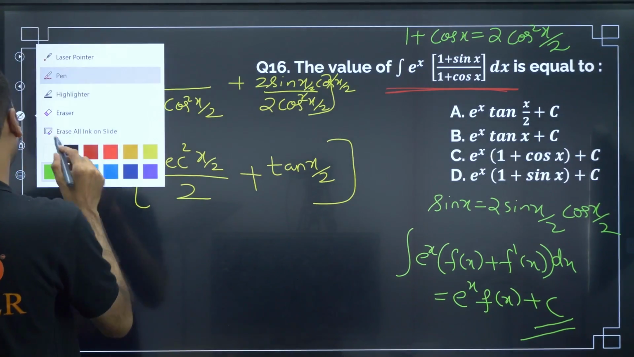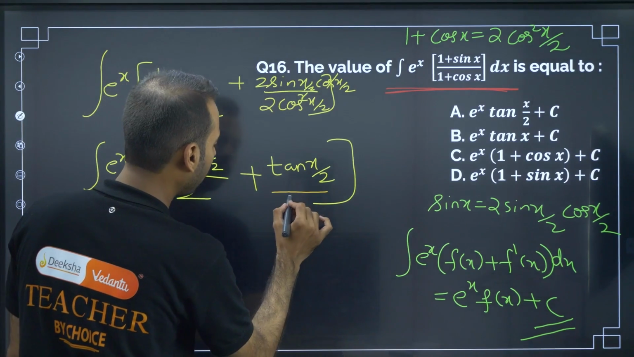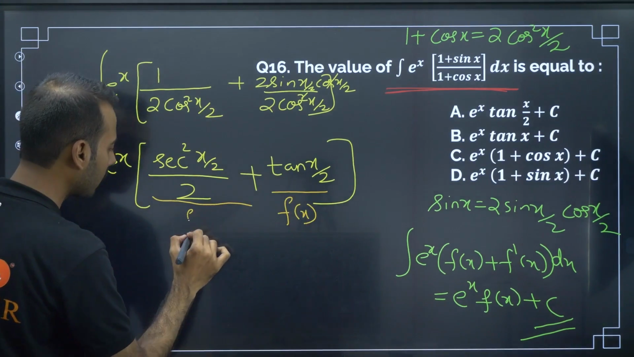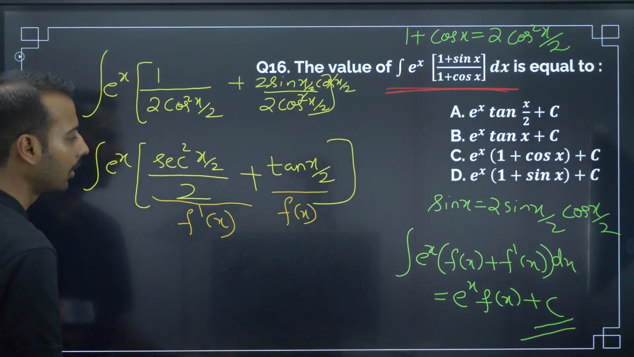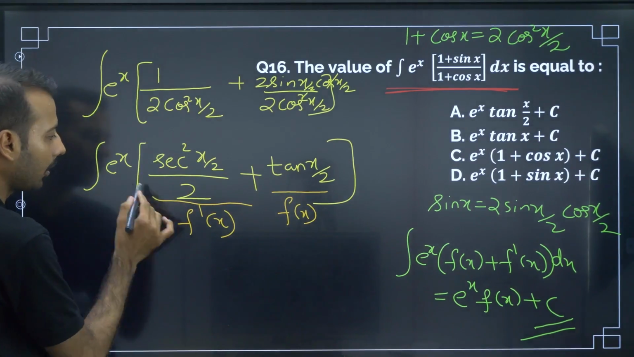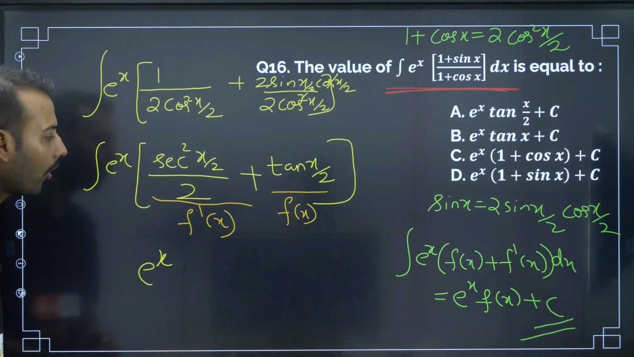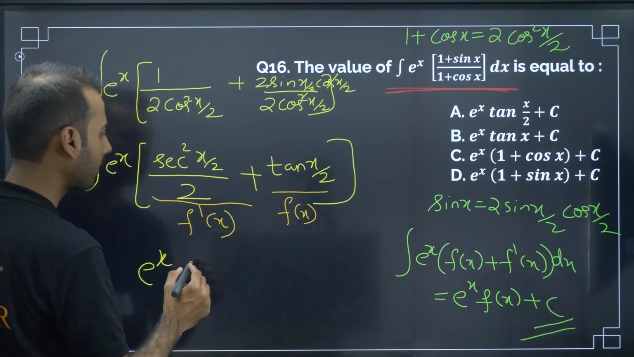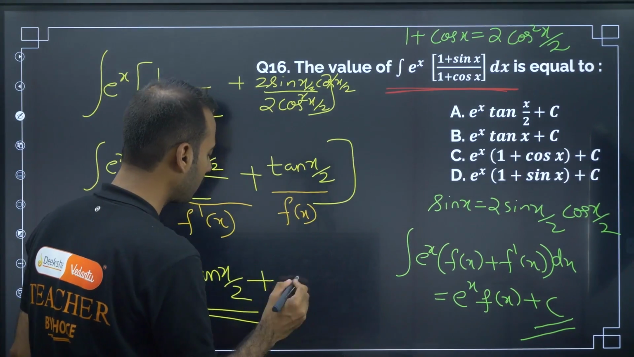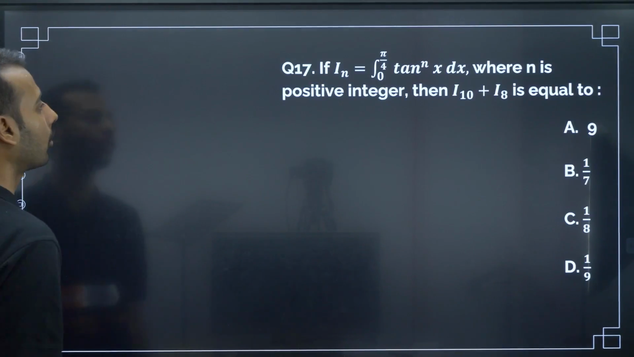Now try to relate this. If I name this as f of x, f dash of x will be this. Now you relate this and this. So what are we left with? We are left with e raised to x f of x. f of x is what? Tan x by 2. Is there any such option available? e raised to x tan x by 2. A is the answer. Moving on to next.